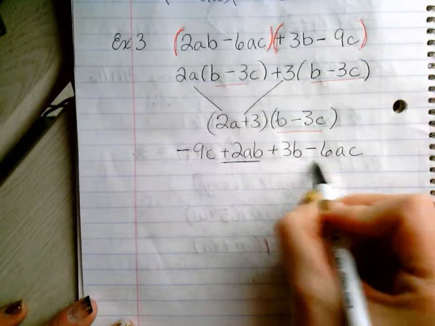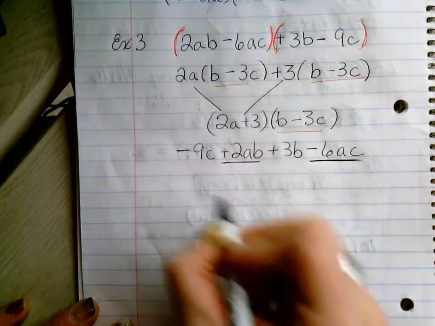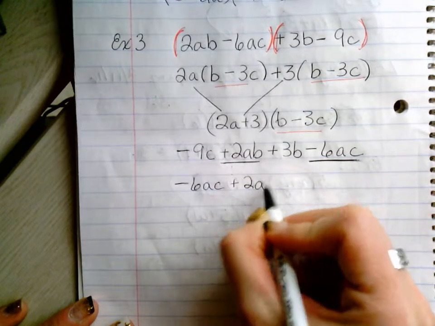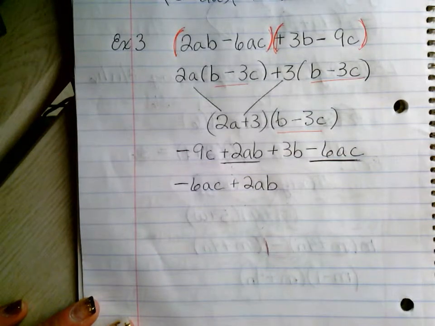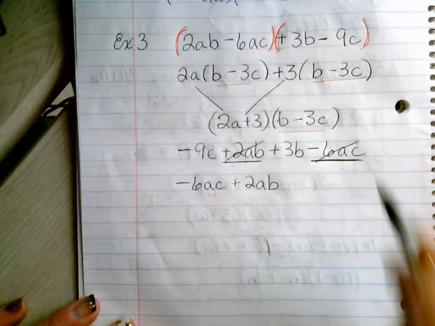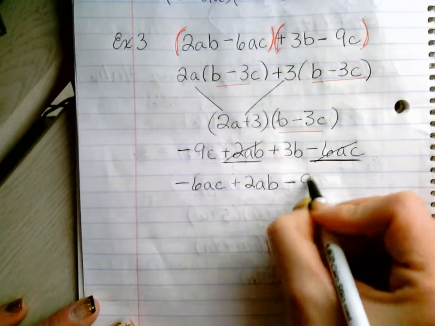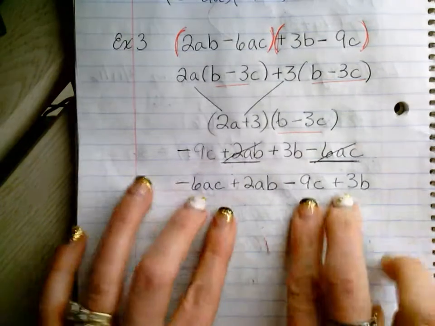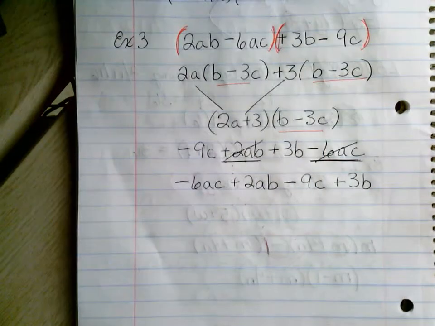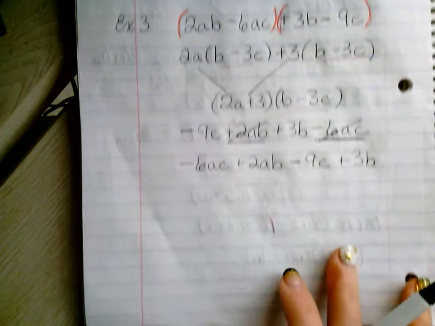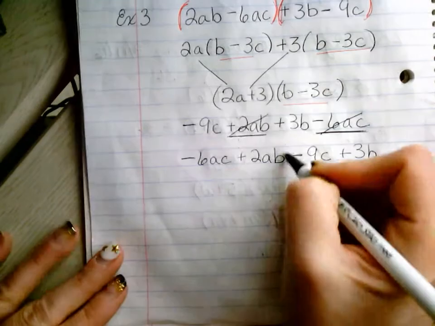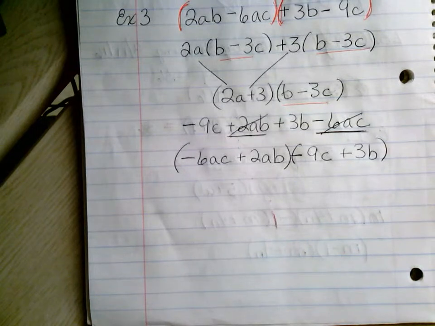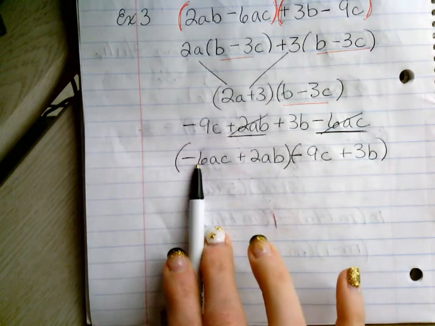Like I would group this with this. Negative 6ac plus 2ab. It doesn't make a difference, the order. Okay, so I've just grouped those two together. Negative 9c plus 3b. Okay? I did them in a different order on purpose so that you could see that it doesn't make a difference in the end. Now that I've grouped them with partners that seem to match one another, let's see what I pull out here. This and this.